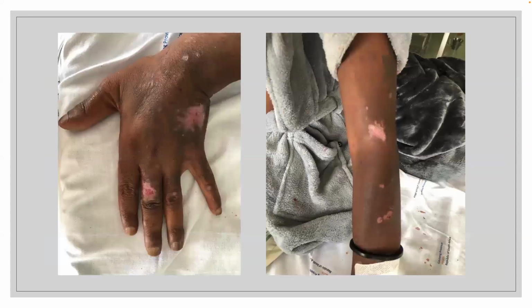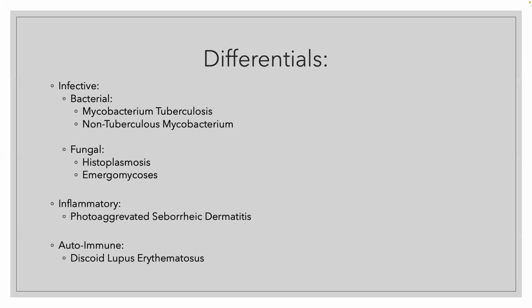Other photo-distributed areas involve the hands and forearms, where lesions of a similar morphology can be appreciated. Systemic examination revealed a hepatomegaly, and on laboratory investigations, a marked bicytopenia was present. Do we have enough differentials is the question. So our differentials included mainly infective causes, although we also considered seborrheic dermatitis and lupus erythematosus.